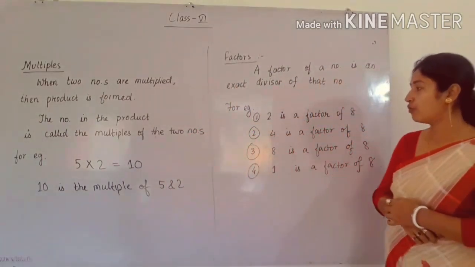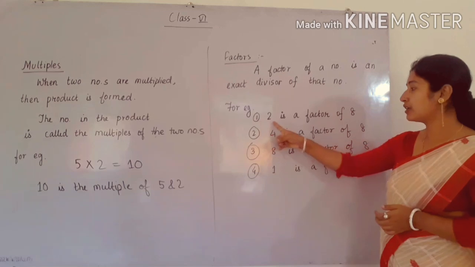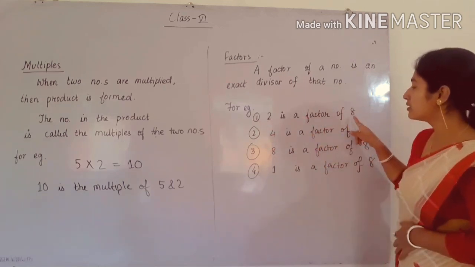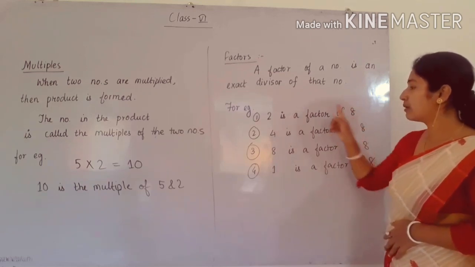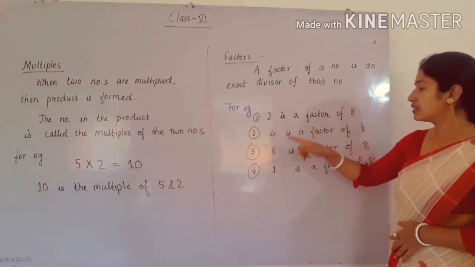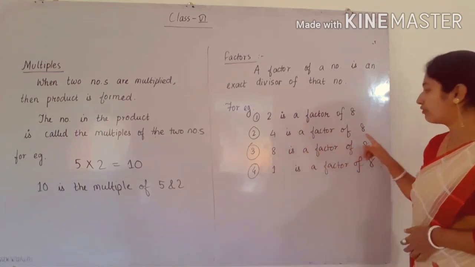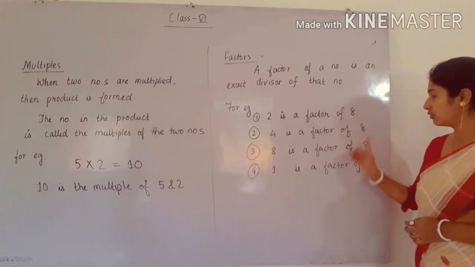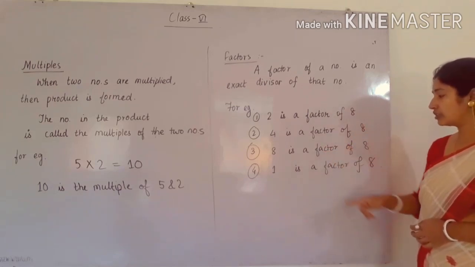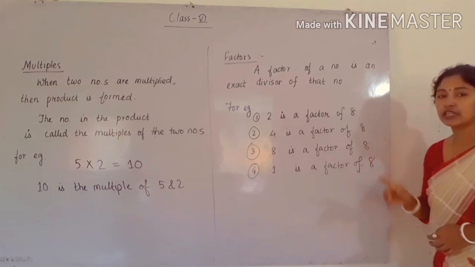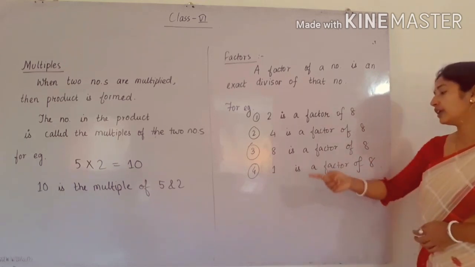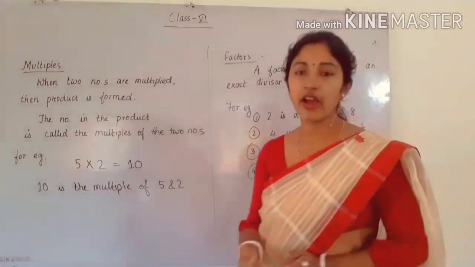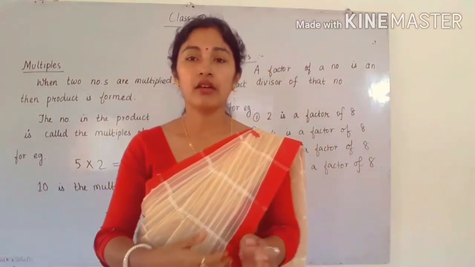For example, number one: 2 is a factor of 8, because 8 is divisible by 2. Similarly, 4 is a factor of 8 because 8 is divisible by 4 also. Next, number 3: 8 is a factor of 8 because 8 is also divisible by 8. Similarly, 1 is a factor of 8.